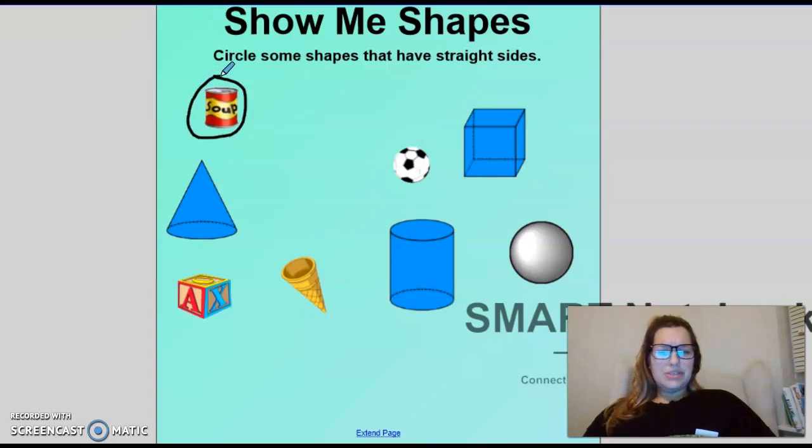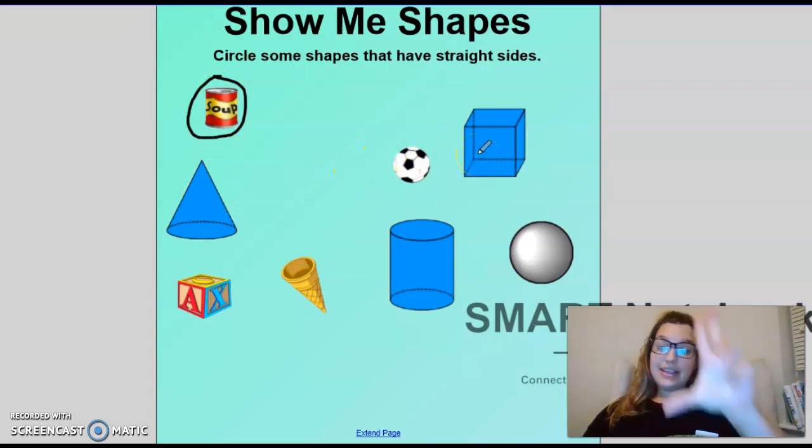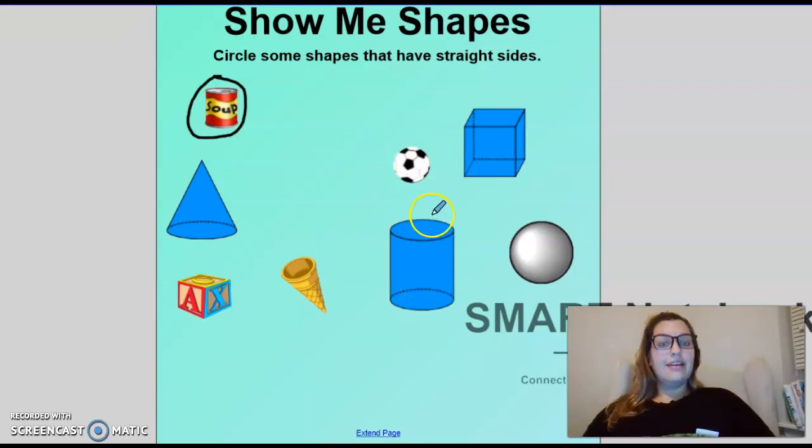What shape does the soup can match? A cylinder. Can you point to a cylinder on your screen? Is it here? No. Is it here? No. Is it this one? Yes, this is a cylinder. Good job.